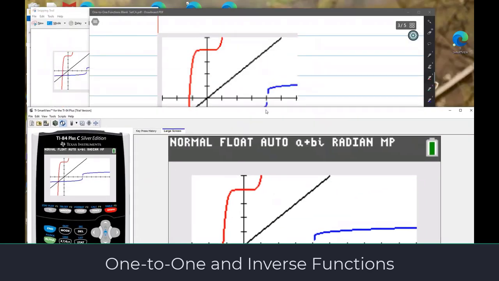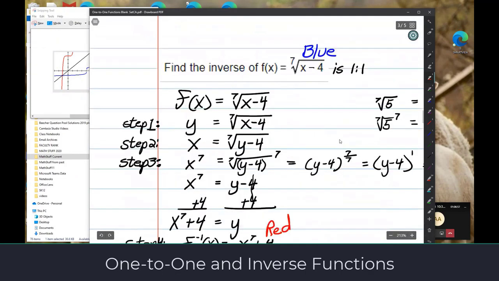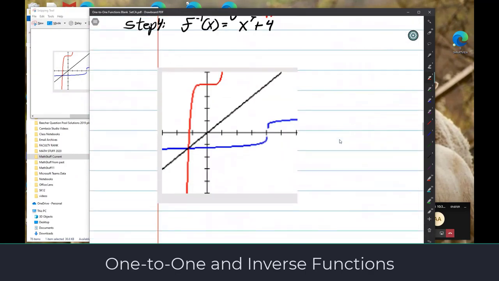Okay, now, this is the 7th root of x minus 4, and this is its inverse, x to the 7th power plus 4. And this line, I guess I should say f of x, shouldn't I? All right, this equals f of x. And this equals f inverse of x. And right there, smack dab in the middle, is the line f of x equals x.